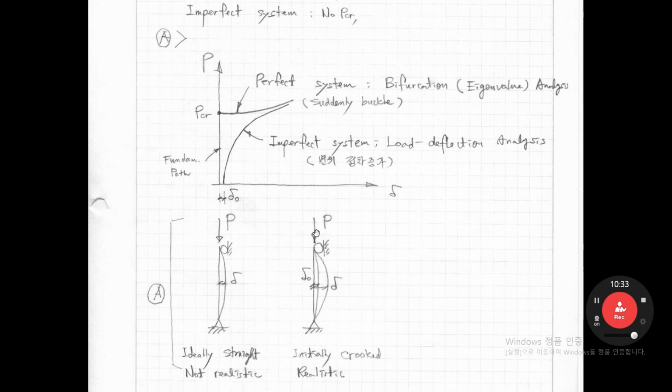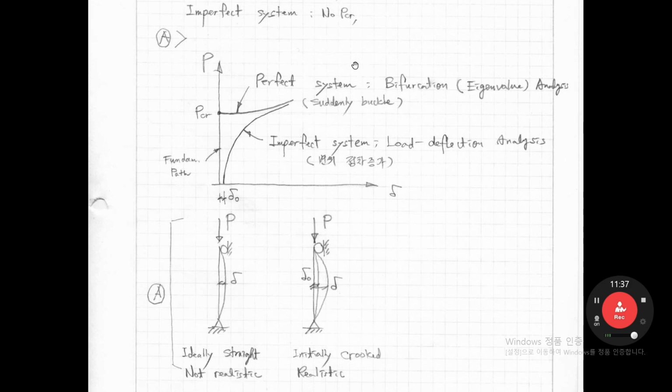In that case, when load is applied and increased a little bit, this displacement increases. Okay, can you imagine? If you draw this P-delta curve, we have the original deformation delta 0. The load increases, then displacement increases, and then we can get this curve. This is the imperfect system. This imperfect system does not have any PCR. This PCR occurs only in a perfect system.